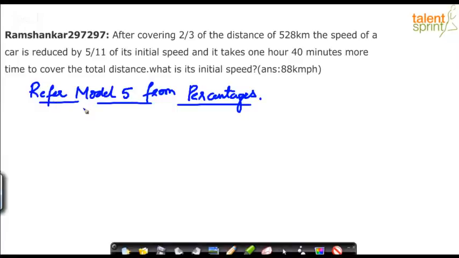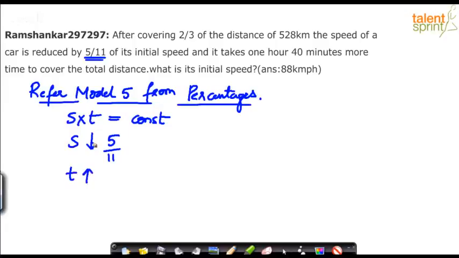Here, wherever you know that speed into time is constant. Here, he says speed has decreased by 5 by 11. So what should be the increment in time? If speed has reduced, you know that time will increase. Time will increase by how much? See, directly a fraction is given to us. In those questions, we first convert the percentage to a fraction. Here, directly a fraction is given to us. What is the fraction? 5 by 11.